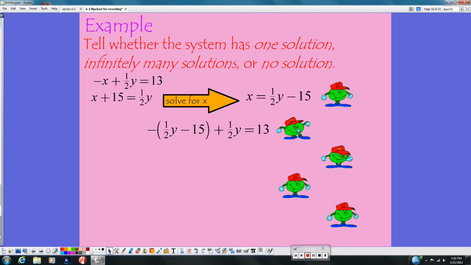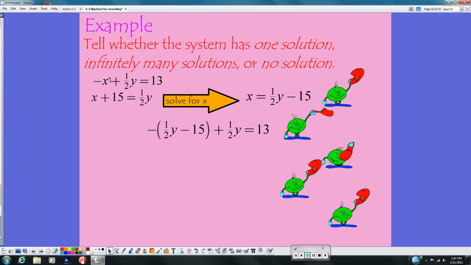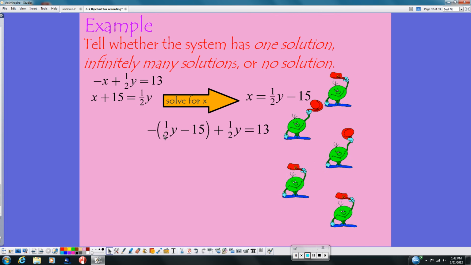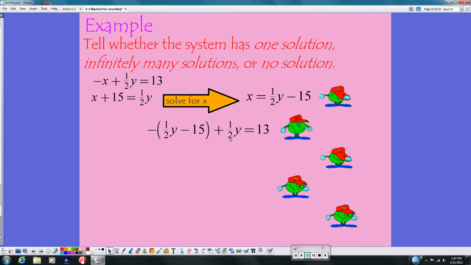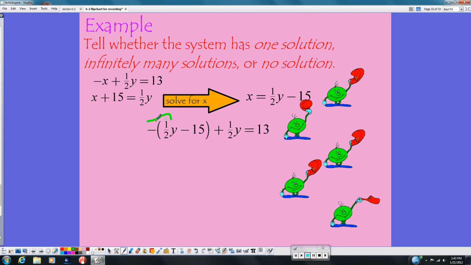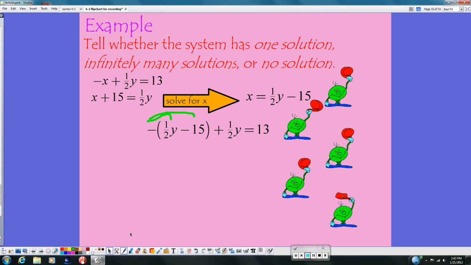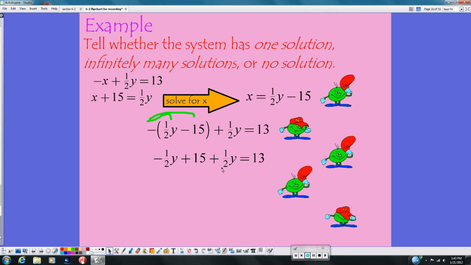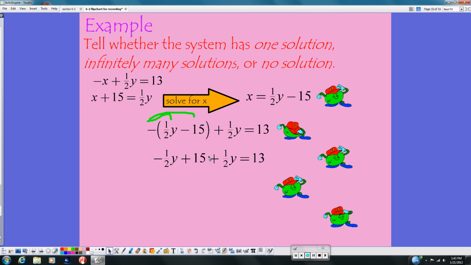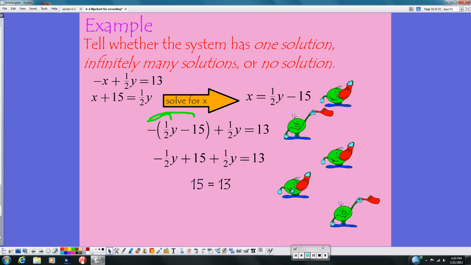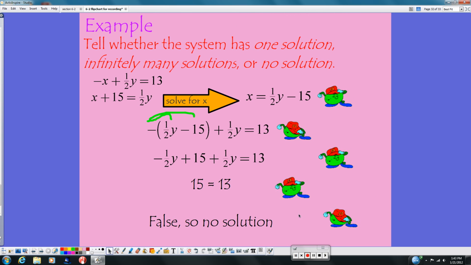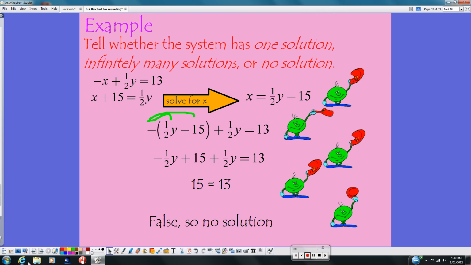Now that I have that, I can go ahead and substitute into my first equation. Negative, put the 1/2 y minus 15 in for the x, plus the 1/2 y equals 13. Distribute that negative to get negative 1/2 y plus 15 plus 1/2 y equals 13. The positive 1/2 y and the negative 1/2 y cancel out, leaving me with 15 equals 13. That's false, so therefore this system has no solution.